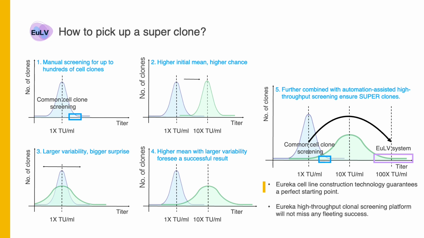We have a mixture of the cell lines. By our technology in cell line construction, we increase both the average production titer and the performance variety in the viral vector production. This will guarantee a good starting point for the clone selection. Also, we adopted an automation-assisted high-throughput screening platform, which we call EuBioX, to ensure that we will not miss the few super clones.